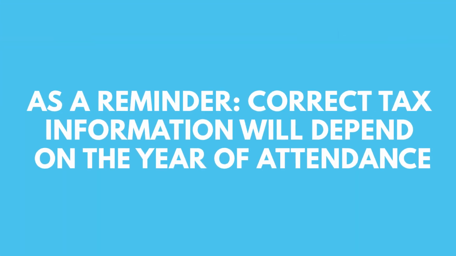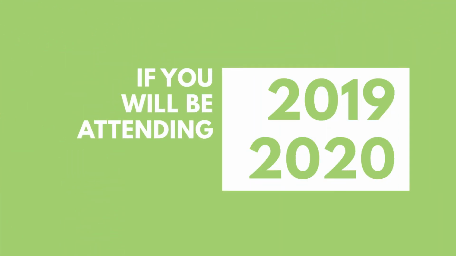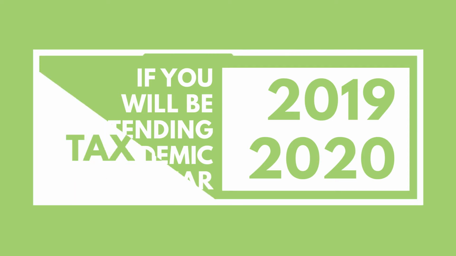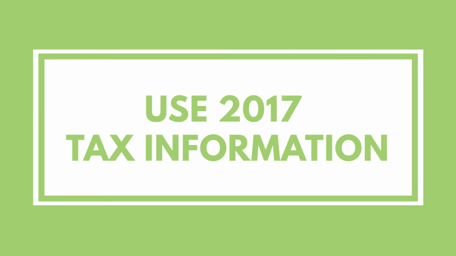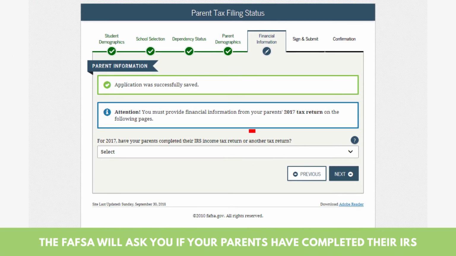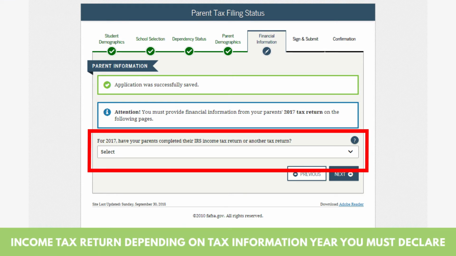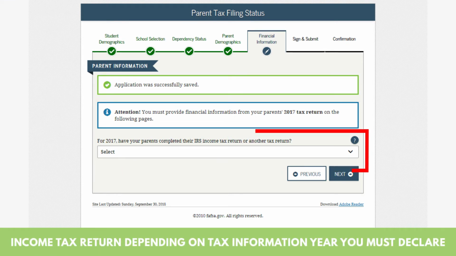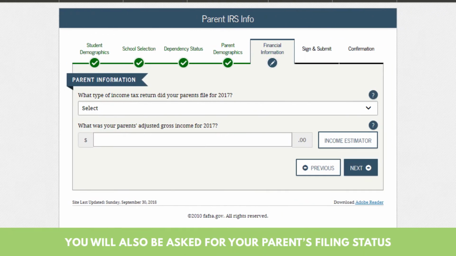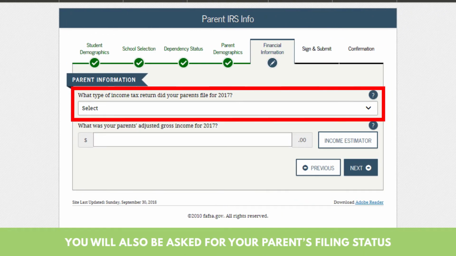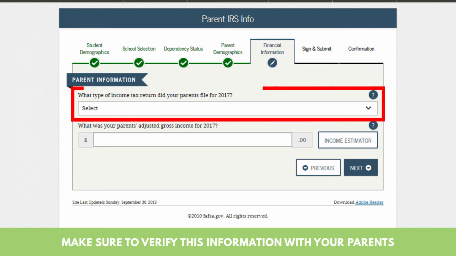As a reminder, correct tax information will depend on the year of attendance. If you will be attending the 2019-2020 academic school year, you will use 2017 tax information. The FAFSA will ask you if your parents have completed their IRS income tax return depending on the tax information year you must declare. You will also be asked for your parents' filing status. Make sure to verify this information with your parents.